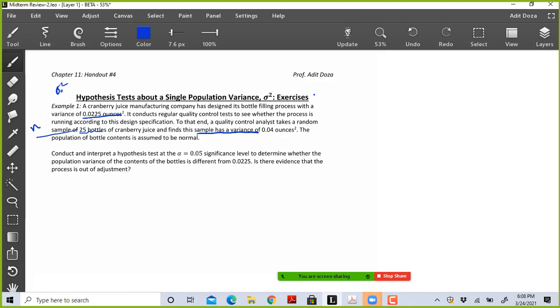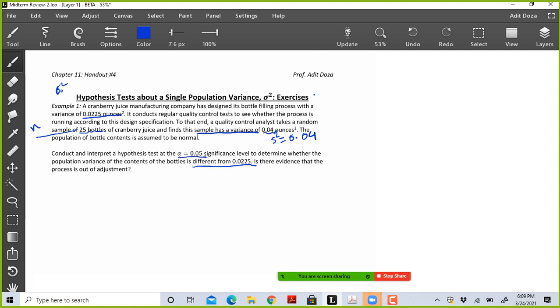So sample variance, this is S square, is 0.004. The population of bottle content is assumed to be normally distributed. Conduct and interpret a hypothesis test at alpha significance 0.05 to determine whether the population variance of the bottle is different from 0.225. So it says "different from."